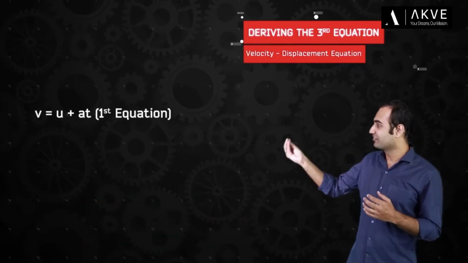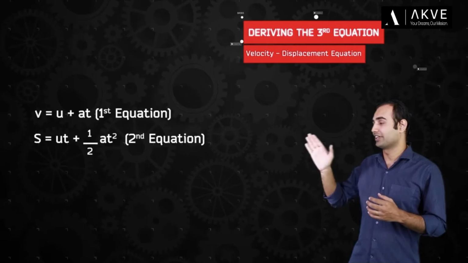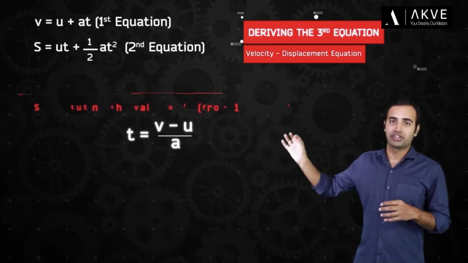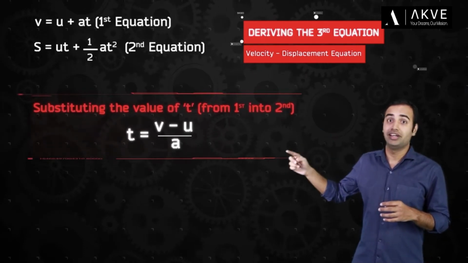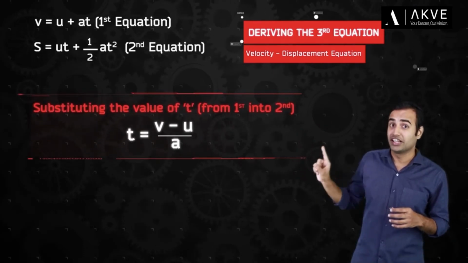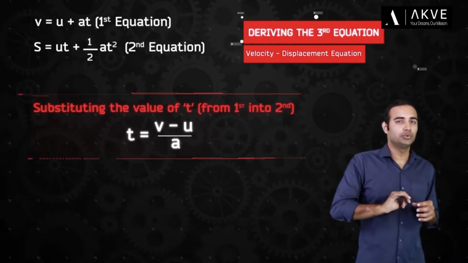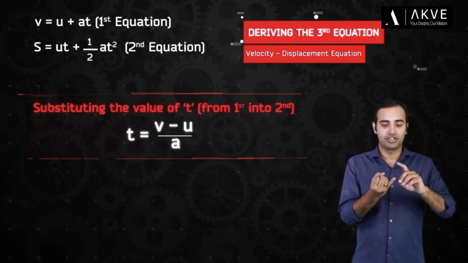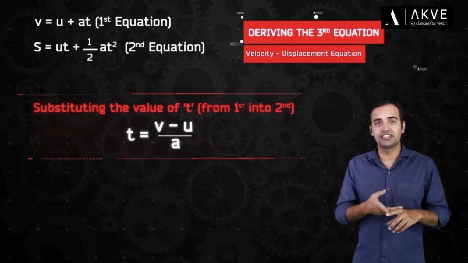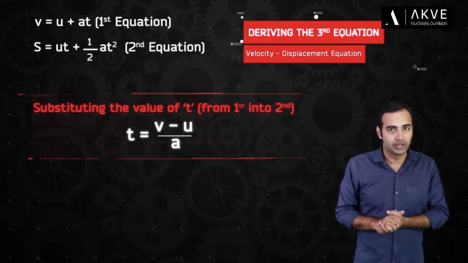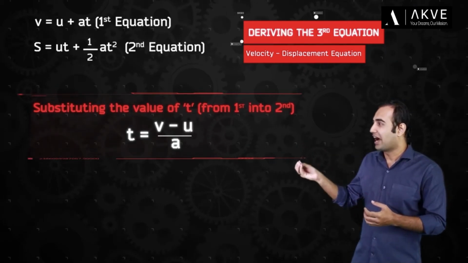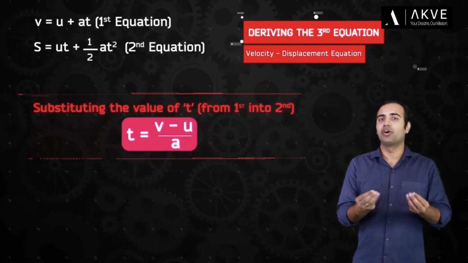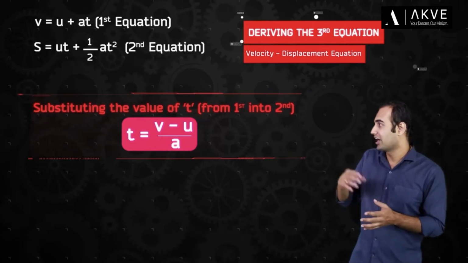So here I have the first and the second equation of motion written in front of me. Now what I'm going to do is obtain an expression for time t from the first equation and then substitute the value of t into the second equation. Once I do that, the variable t would be completely eliminated and I'll only have u, v, a and s to play with. Let me show you how I do it. So from the first equation, I can get the value of t as v minus u divided by a after small rearrangements. It's very easy to understand how I get there.